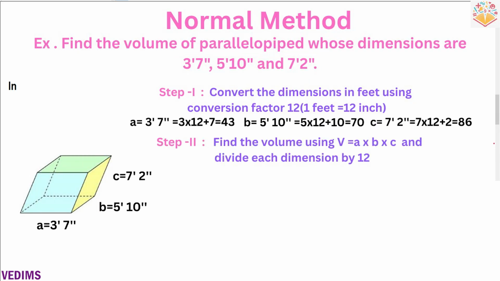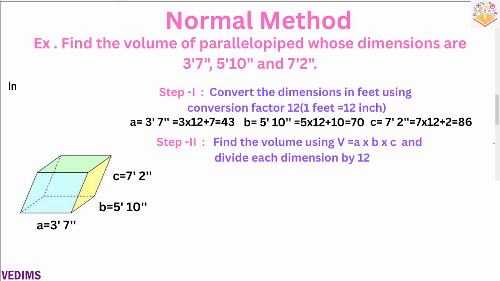Convert the dimensions in feet using conversion factor. Again, we will convert all feet into inch by substituting 12 there. 3 feet, 12 3s are 36 plus 7 becomes 43. B, 5 feet, 5 into 12 becomes 60 plus 10 is equal to 70. 7 feet 2 inch, 7 into 12 is 12 7s are 84 plus 2 becomes 86 inch.